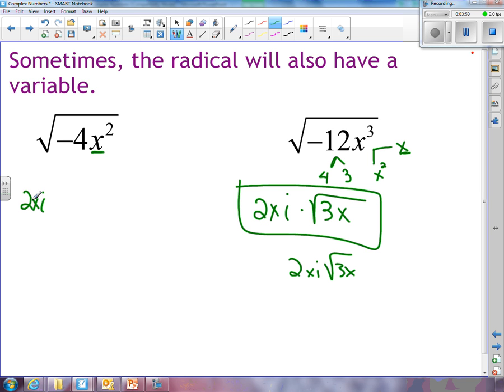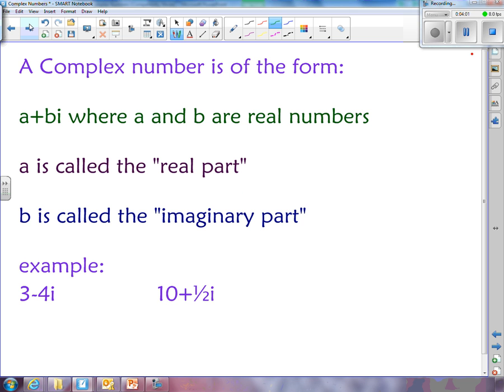These are multiplied together. So now let's talk about numbers that are not just imaginary, but numbers that are complex. A complex number is just an imaginary number and a real number put together. So we write complex numbers in the form a plus bi, where a and b are real numbers. A is called the real part of this complex number, and b is called the imaginary part because it's connected to the i, the imaginary number.